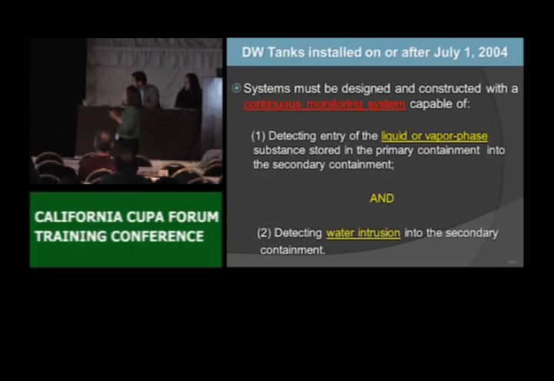But the issue here, and don't forget, if you're putting a tank in now, these are the requirements that you're going to be following. So these tanks must be designed and constructed with a continuous monitoring system. The capabilities must include detecting entry of the liquid or vapor phase of the substance stored in the primary containment. Obviously, you're going to notice that in the secondary. And you must also be able to detect water intrusion into the secondary containment. We'll get into that detail a little bit later.